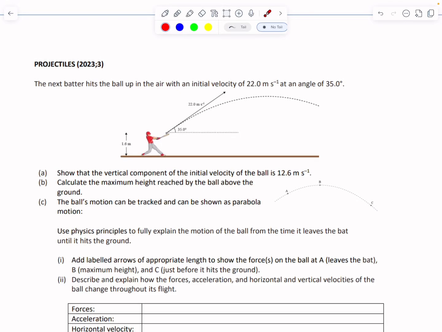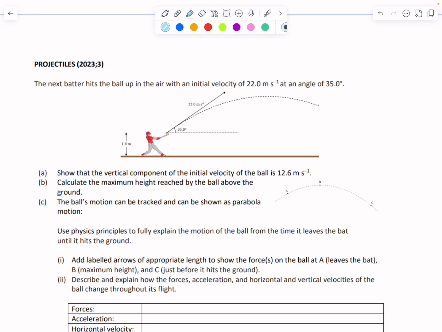2023 projectile motion, let's do it. The next batter hits a ball up in the air with an initial velocity of 22 meters per second at an angle of 35 degrees. Show that the vertical component of initial velocity is 12.6 meters per second.